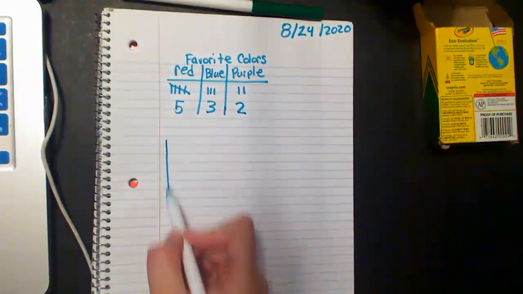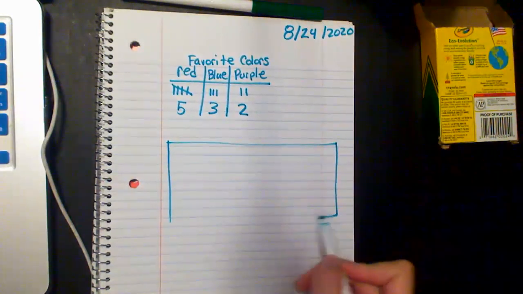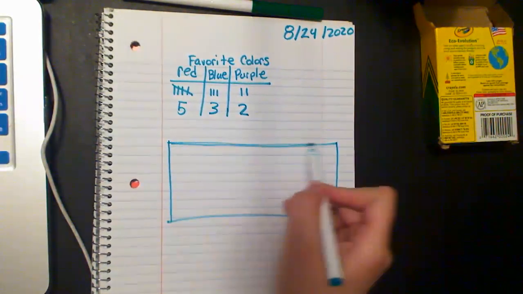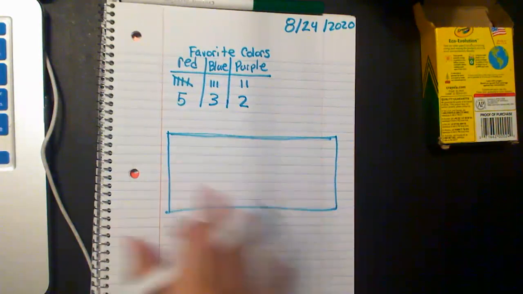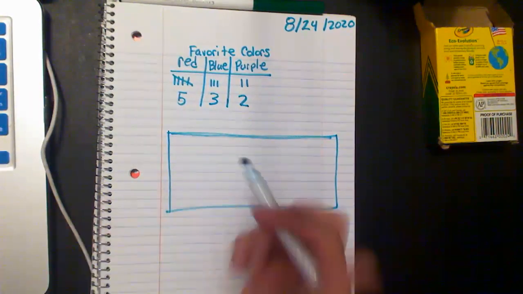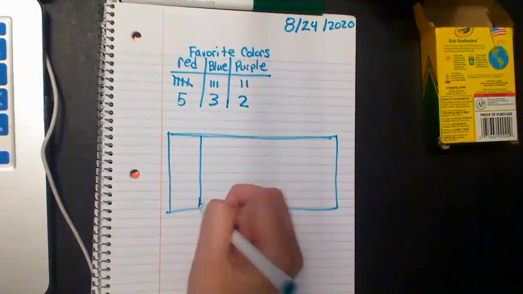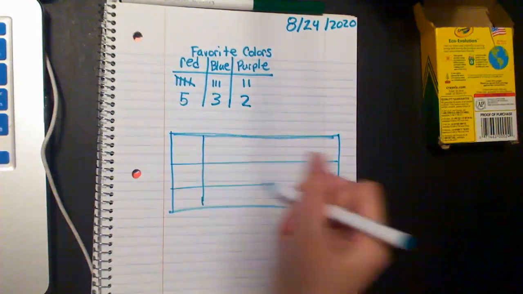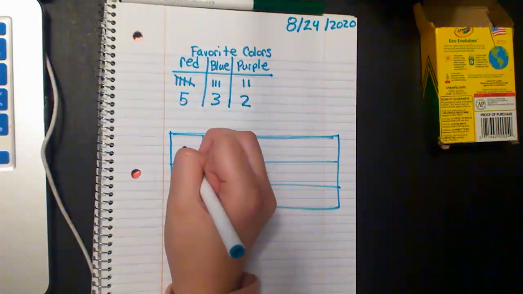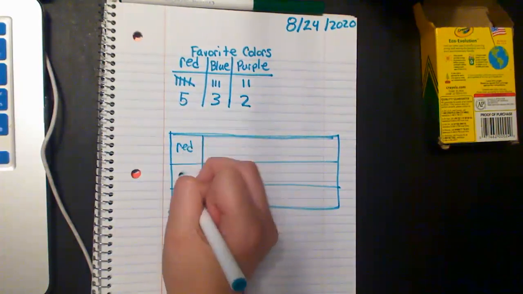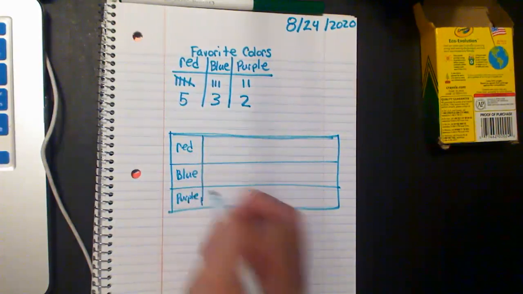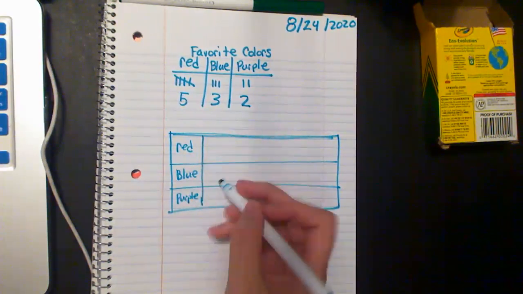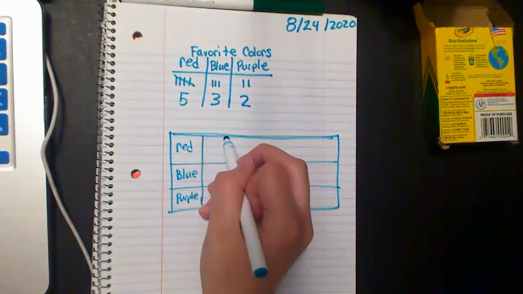So now what we're going to do is let's go ahead and create our graph. My graph's a little smaller because at the bottom I want to have more room for questions, because this lesson's more about answering questions from your graph. So let's go ahead and quickly make our graph. Here we have red, blue, purple. Okay, and then we're going to make our lines.